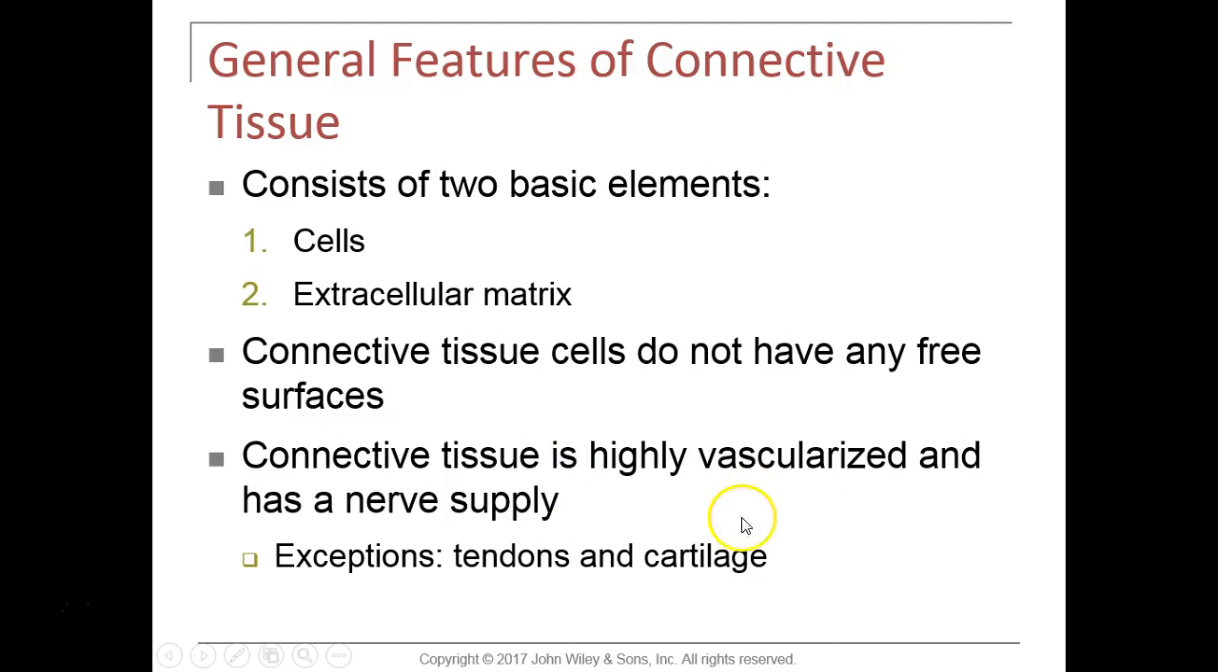So, tendons, ligaments, and cartilage are avascular. There are no blood vessels that run through the middle of these tissues. So those are the exceptions for the tissues that are vascularized, right?